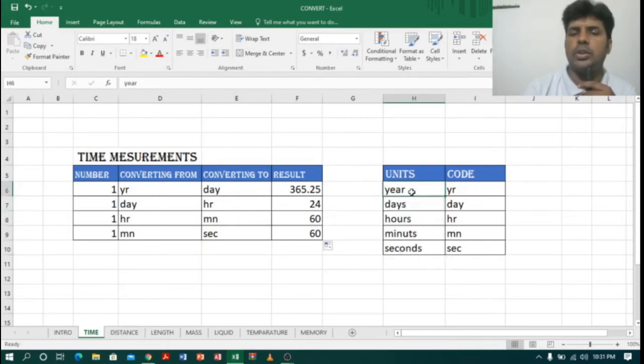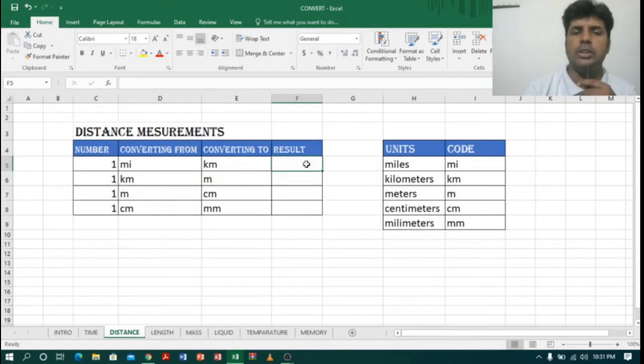So the main thing in the CONVERT function is that you have to remember the codes for the units. For example, for year we write yr, for days we write day, for hours we write hr, for minutes we write mn, and for seconds we write sec. So you have to remember the codes for the units.